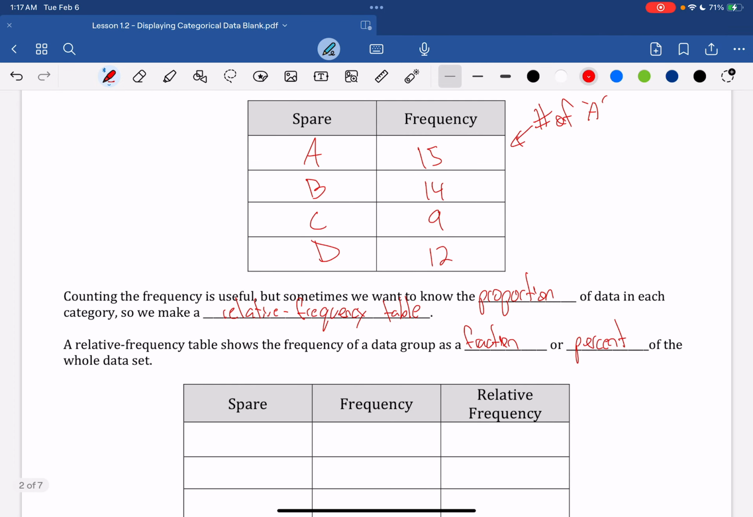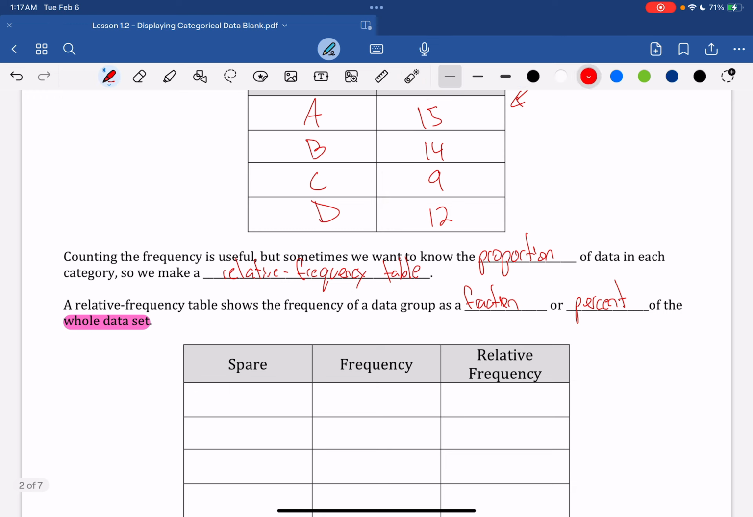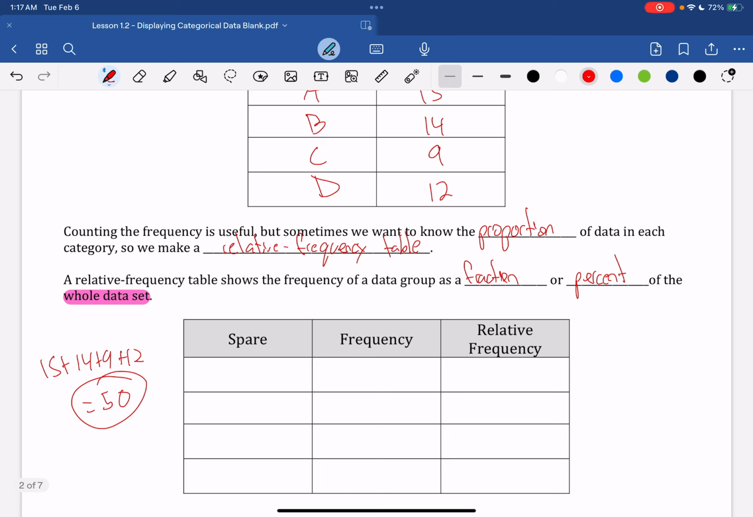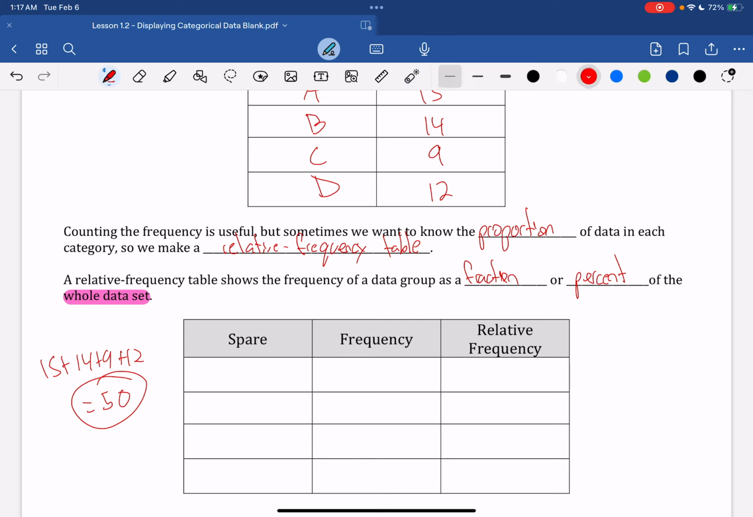So the first thing that we need to do to change this is we need to know how many actual people were surveyed in this data set. So I can go back and I can sum all of these up. If I did 15 plus 14 plus 9 plus 12, I know that we surveyed 50 students. That's going to be helpful in a moment. These first two columns are going to include all the information we previously covered. So I just copy that down. A, B, C, and D. 15, 14, 9, and 12.